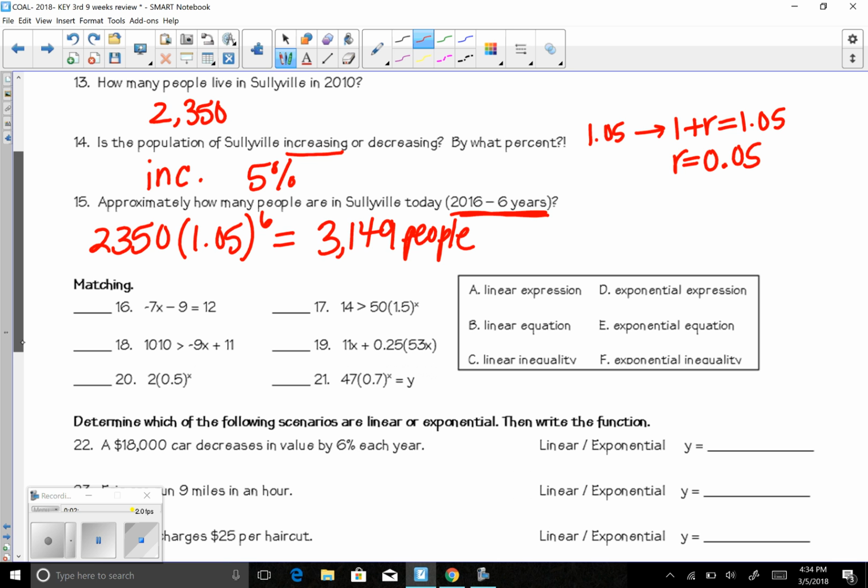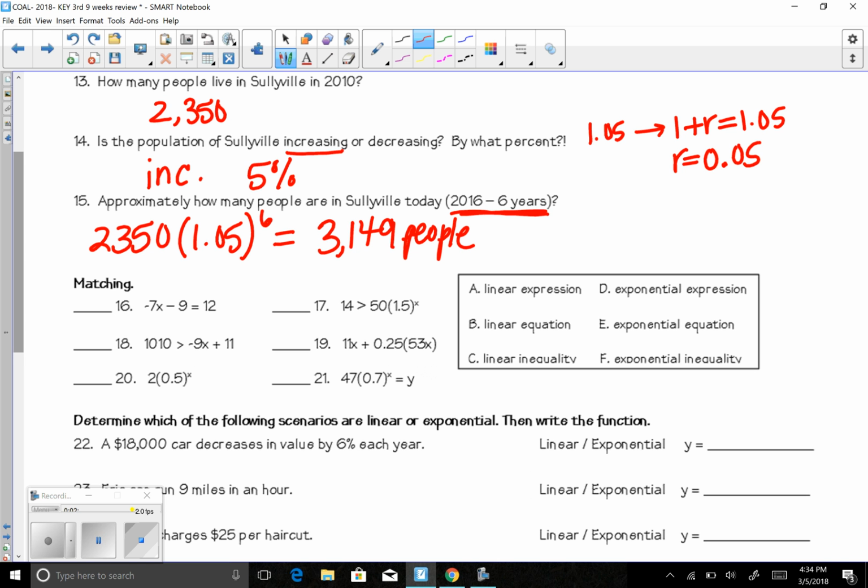Okay. So 16 through 21 is a matching section. This is a little different because you've got expressions here. Do you guys remember the main difference? So equations have equal signs, right? And inequalities can be greater than, less than, greater than or equal to, or less than or equal to.